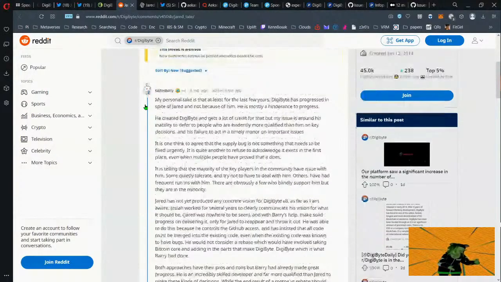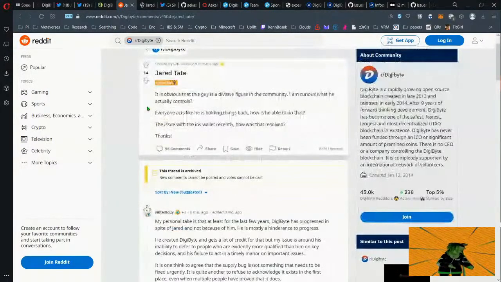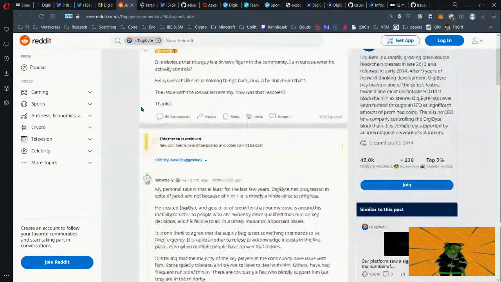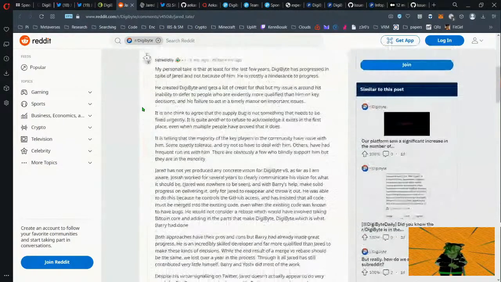And basically, someone's saying it is obvious that this guy is a divisive figure in the community, which Jared Tate apparently was. To be honest, before, I didn't know the guy. You see, I am curious what he actually controls. Everyone acts like he is holding back. How is he able to do that? Issue with the iOS wallet recently. How's that resolved? Thanks.